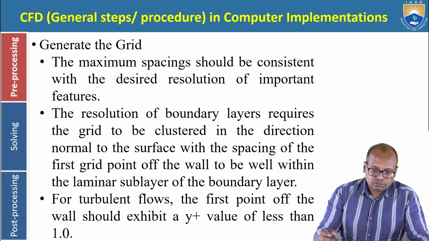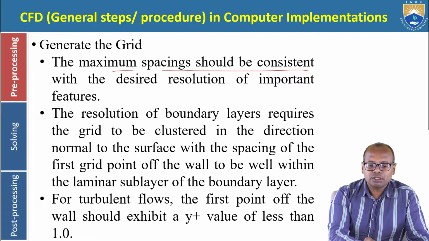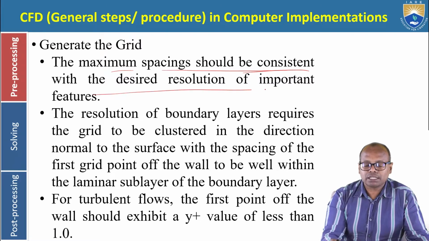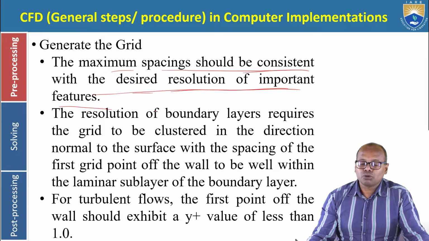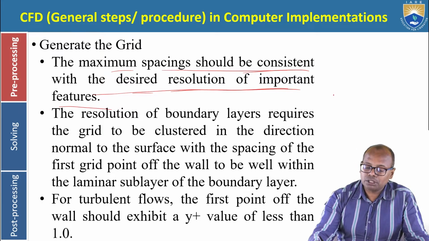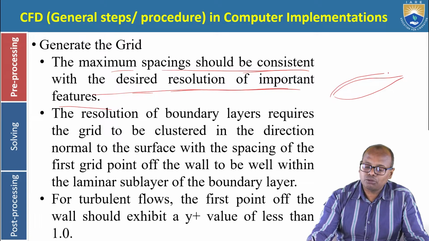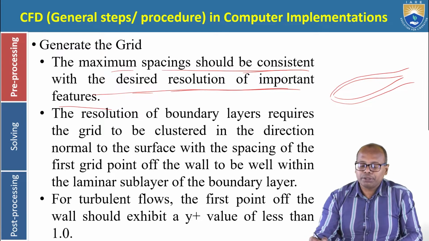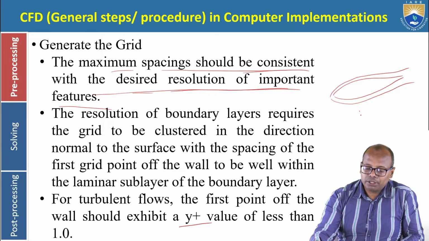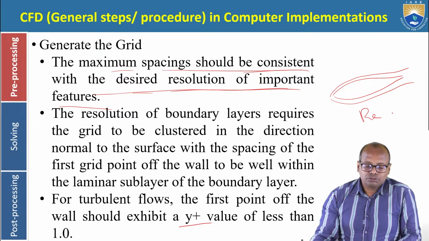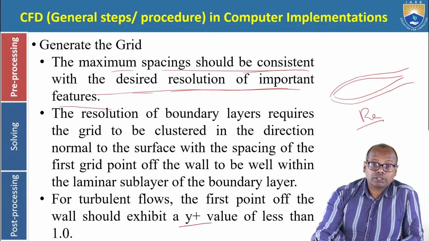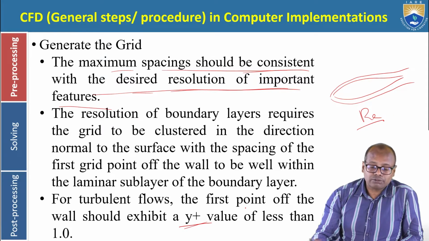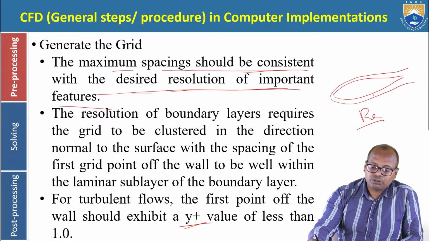Now the maximum spacings should be consistent with the desired resolution of important features. So what does this mean? Say suppose the aerofoil is there. Over the aerofoil there will be some boundary layer like this. So the boundary layer length will be very small. It depends on the y plus value, and the y plus value depends on the Reynolds number. So we have to calculate the Reynolds number, and based on that, we have to calculate y plus.